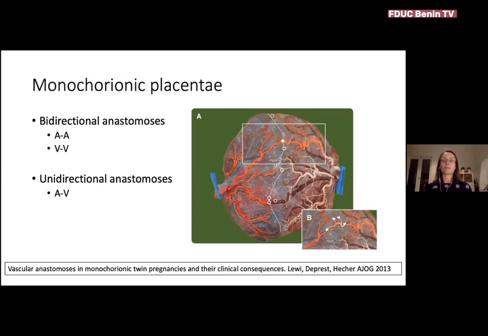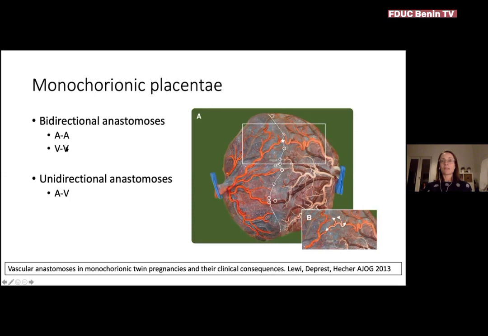And this image from the paper that I've listed down the bottom there shows really nicely the artery from one twin, which has red dye injected, and the artery from the other twin, which has white dye injected. And here where the star is, there's an AA anastomosis, which has allowed some of the red dye to move through into the other twin's circulation. So that's the one AA anastomosis on this monochorionic placenta, and it allows bidirectional flow of blood, which is actually protective against some of the complications that we'll be talking about.